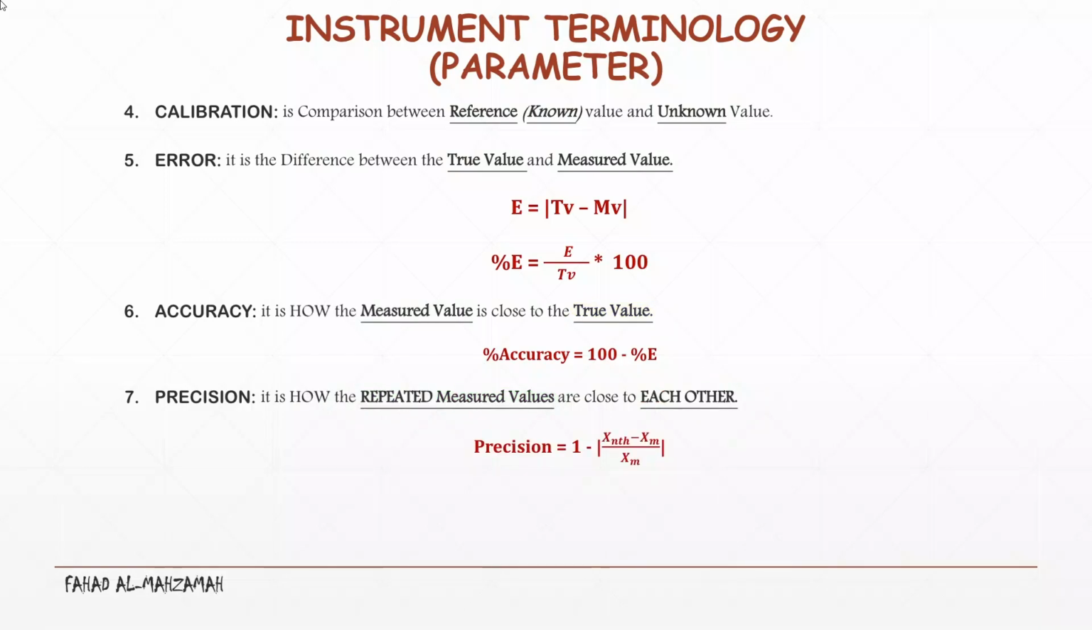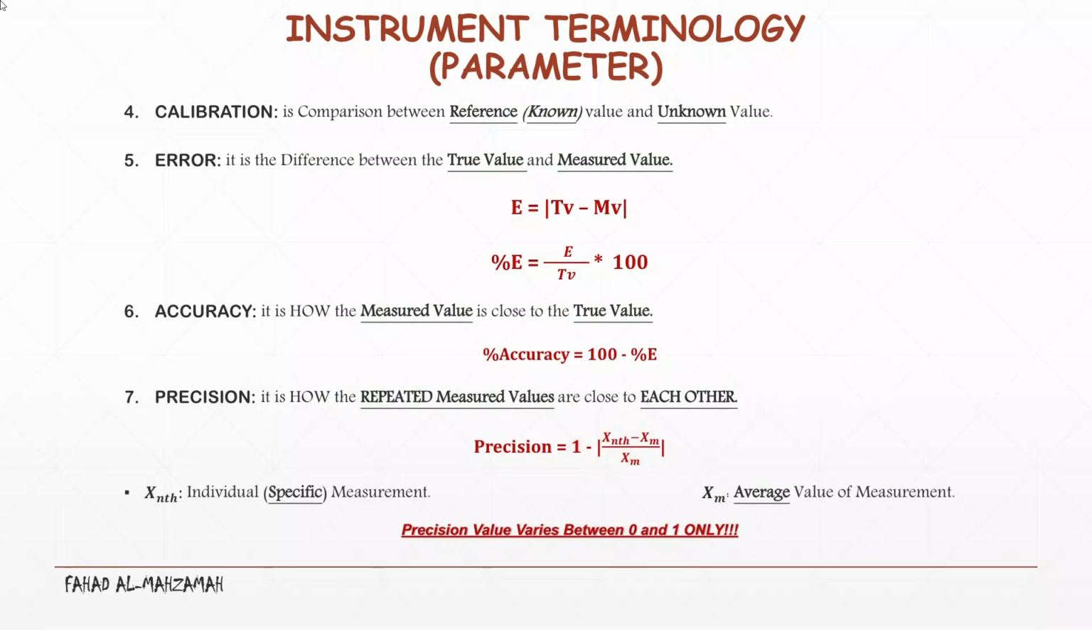So what's the formula for precision? Precision equals 1 minus the absolute value of a fraction, with Xn minus Xm in the numerator, divided by Xm. Now, what is Xn and what is Xm? Xn is the individual or specific measurement, and Xm is the average value of the measurements.